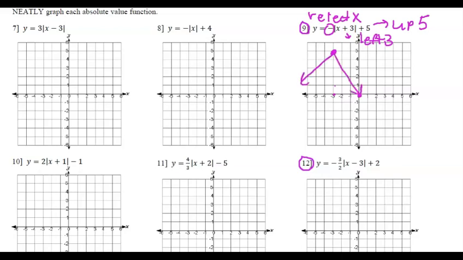And then we would sketch our graph. Also, the vertex would be -3, 5. That's our point right here. And their slope would be +1 and -1.